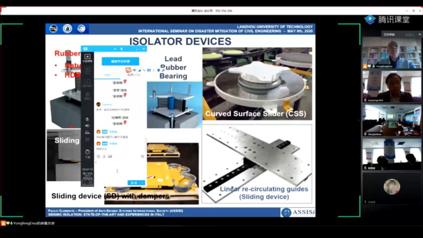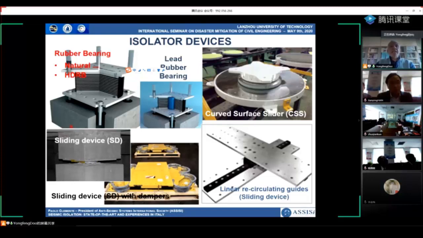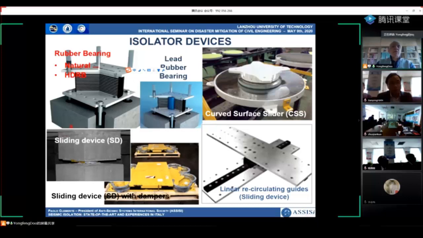These are the most common isolation devices. We have rubber bearings, top left, plane sliding devices, bottom left, curved surface slider, top right, and linear recirculating guides. This last type of isolator is mainly used in Japan, not so much in Italy, probably due to its cost.